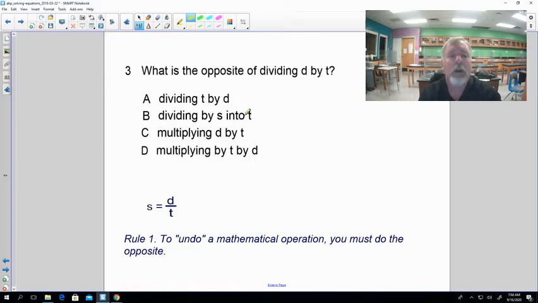Third one, what is the opposite of dividing? If we're going to, the opposite of dividing d by t, and remember I talked about every operation has an opposite. What's the opposite of dividing? The opposite of dividing is multiplying, right? So if our operation is d divided by t, then our opposite of it would be d multiplied by t. And this gets to our first rule. To undo a mathematical operation, we have to do the opposite operation. Multiplication and division are opposites.